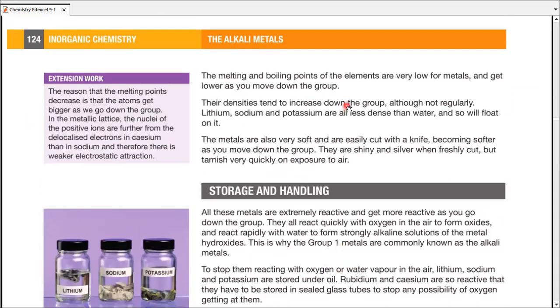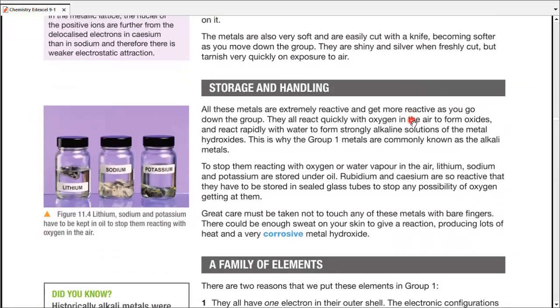Now, since we're talking about these being very reactive and even reacting with oxygen in the air, the storage and handling comes as a little bit of a problem. These are extremely reactive and they get more reactive as you go down the group. They quickly react with oxygen in the air, they form oxides, and they react rapidly with water, forming strongly alkaline solutions of metal hydroxide, just like the example I gave you at the start of the chapter. So that's why group one metals are commonly known as alkali metals, and that's what makes their storage difficult.